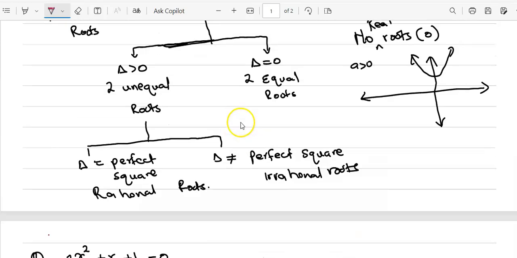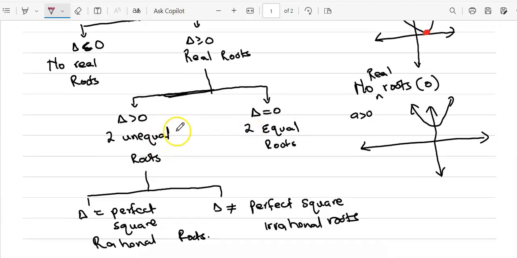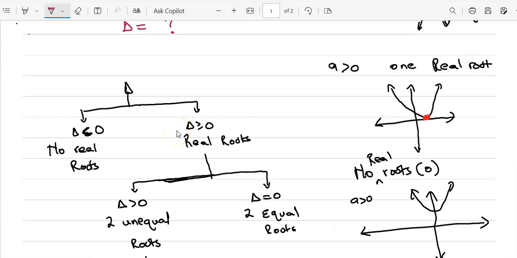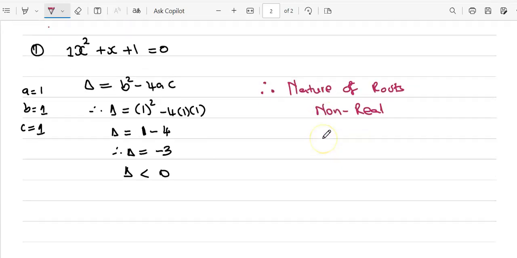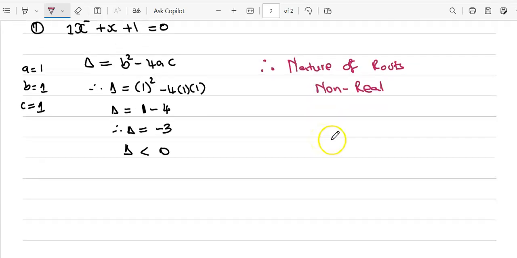Let's go back to our table. We said that if the discriminant is less than 0, we're going to have non-real roots. So now we have the nature of the roots. We need to determine the number of real roots. How many real roots? Remember, we don't have an x-intercept, so we have 0 real roots, and your graph will look like this.